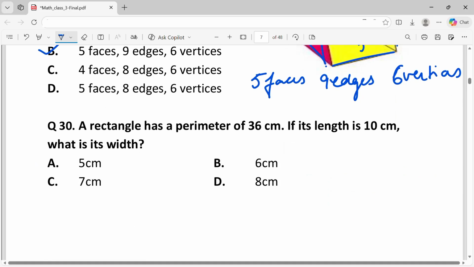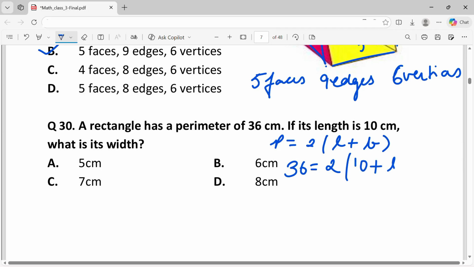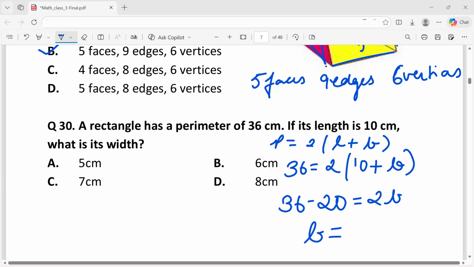Question 30. A rectangle has a perimeter of 36 centimeters. If its length is 10 centimeters, what is its width? The formula for the perimeter of a rectangle is P is equal to 2 times (L plus B). Substituting the given values, we have 36 is equal to 2 times (10 plus B). That is 36 minus 20 is equal to 2B. Solving for B, B is equal to 8 centimeters. That is option D.